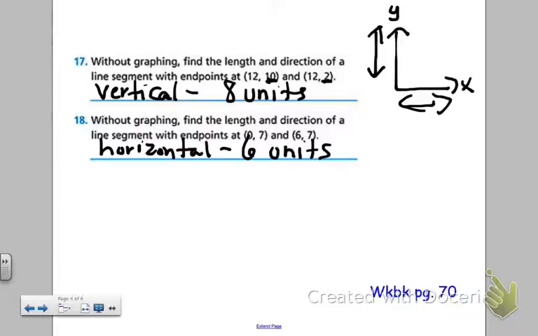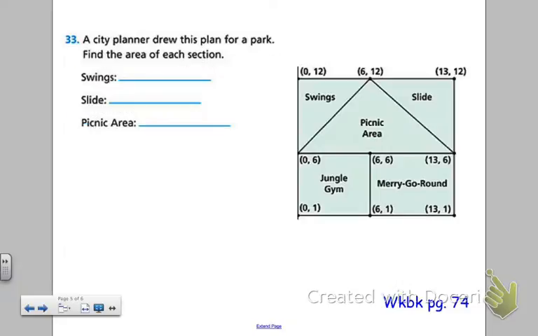We're learning this so that when we come across problems like this from workbook page 74, you'll be able to find the area of different triangles and rectangles and squares just using coordinates. You won't even have to graph it on the coordinate plane. Let's do one or two together. Let's look at the swings. Here are the swings. It's a triangle, which means we need the base and we need the height.